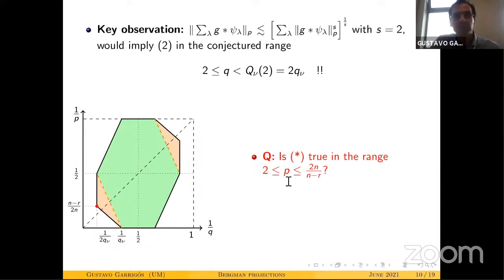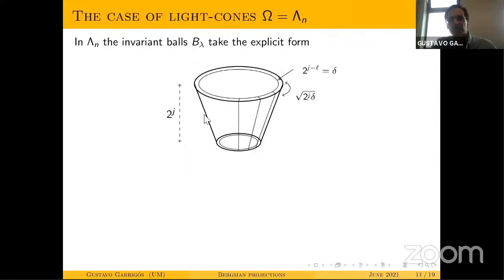So this is a question that you can ask in general cones. In light cones, it is possible to do it, but you need to know more information about the geometry of the balls, okay? Because we have only been using so far the orthogonality and nothing else. So let me now move to light cones. In the case of the light cones, the balls are explicit. So these balls form a covering of the full cone.